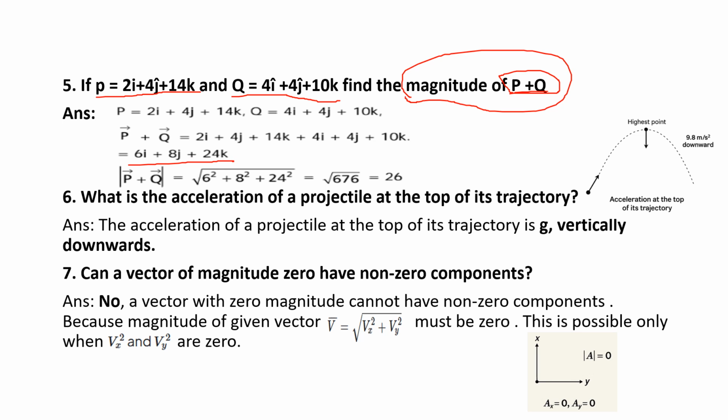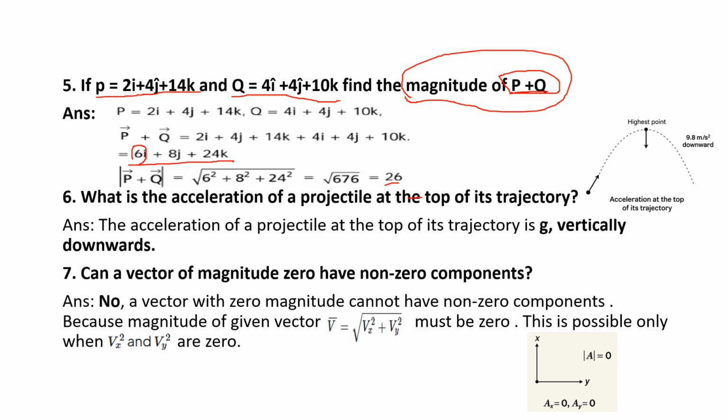So what is the formula for the magnitude of P plus Q? It is root of a square plus b square plus c square. We need to take the magnitudes of those components and square them under the root. So root of a square plus b square plus c square means 6 square plus 8 square plus 24 square, which finally gives 676. So the answer is 26.